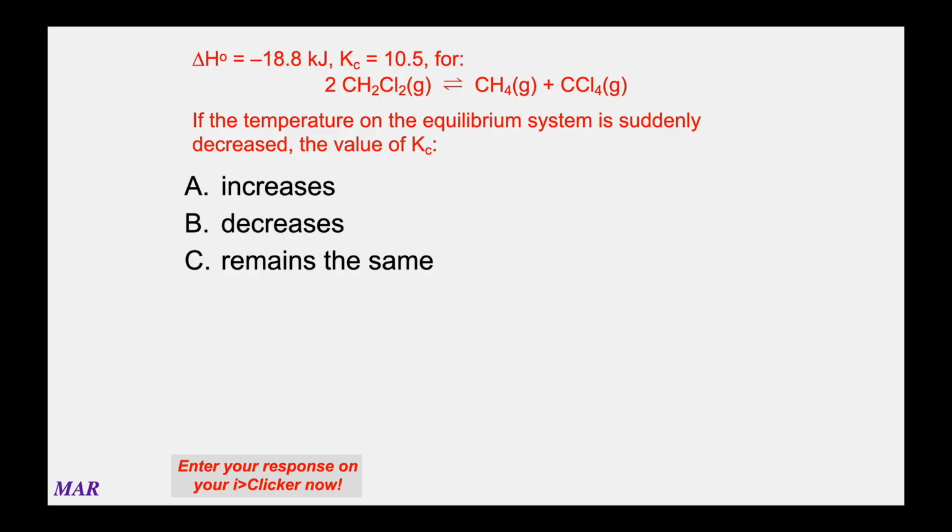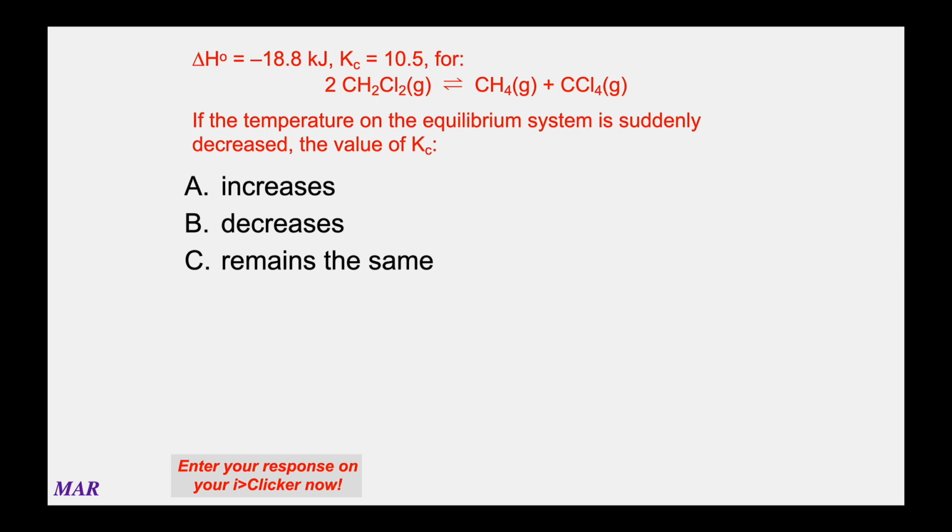Here's a question. It's got a delta H of negative 18.8 kilojoules and a Kc of 10.5, and there's the reaction, CH2Cl2 going to CH4 and CCl4. If the temperature on the equilibrium system is suddenly decreased, what's going to happen to K? Is it going to increase, decrease, or stay the same? Work on this problem on your own. I recommend pausing the video, and when you're ready to talk about the answer, you can unpause it. Pause the video now.